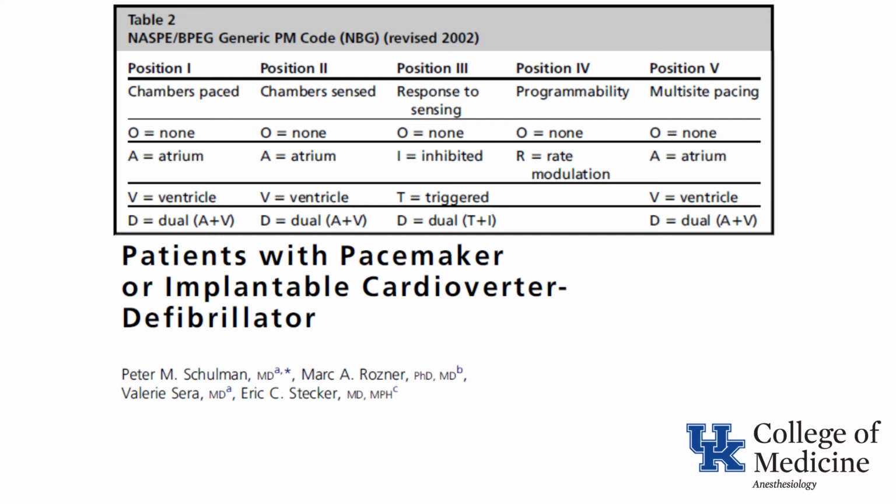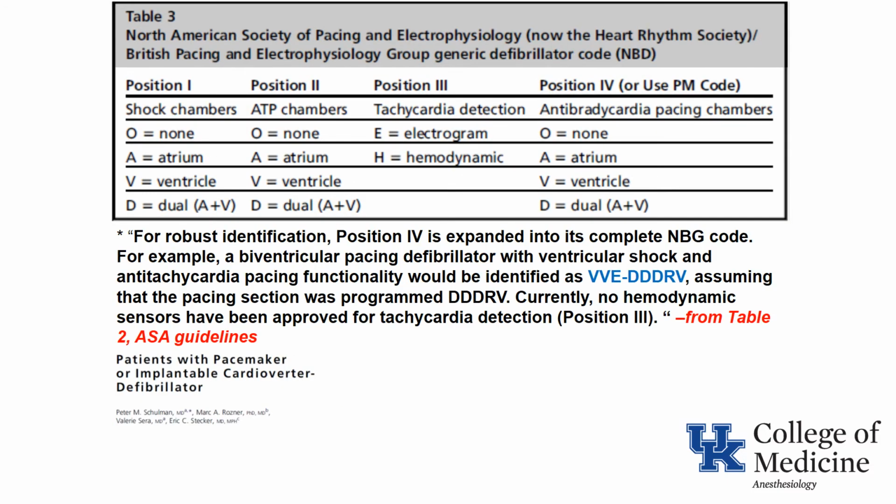A biventricular pacemaker defibrillator with shock and antitachycardic function would be labeled DDDRV for pacemaker code, and would be labeled VVE for the defibrillator. Therefore, that kind of device would be labeled or designated VVE-DDDRV. Pretty confusing.